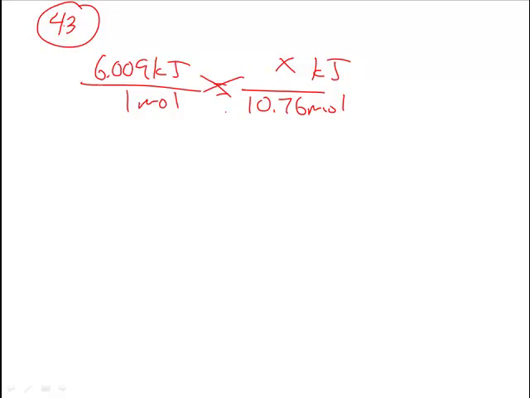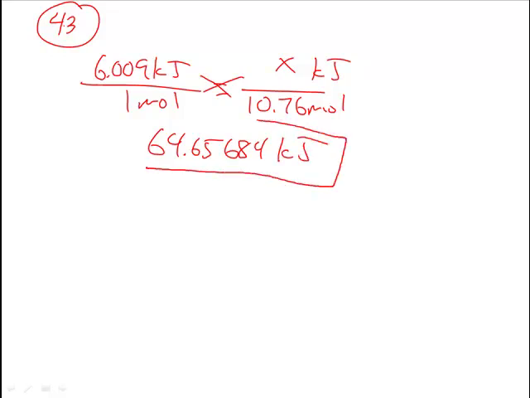Does that make sense? So I don't memorize the formulas, I just look for the proportion and convert it. In this case, it's already in moles, so 6.009 times 10.76. And this gives us an X equal to 64.65684 kilojoules. So this is a delta H problem that you were asking about a minute ago. That's an example of one that you should be able to do.